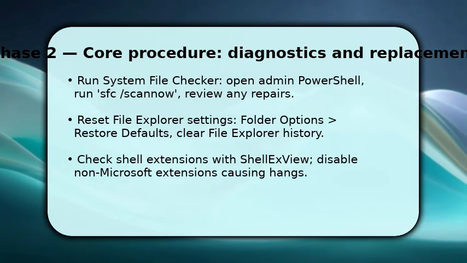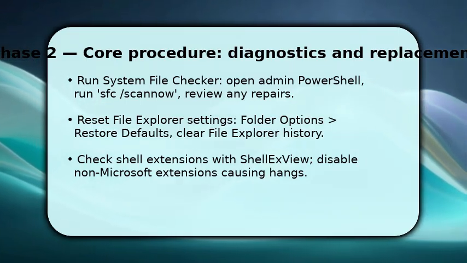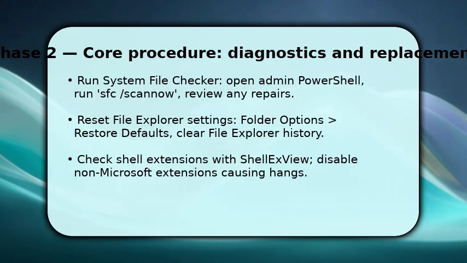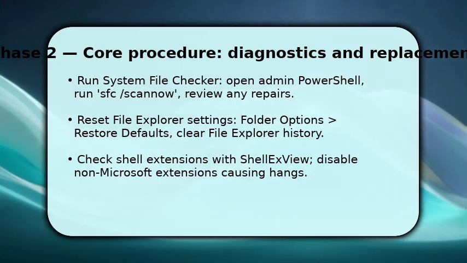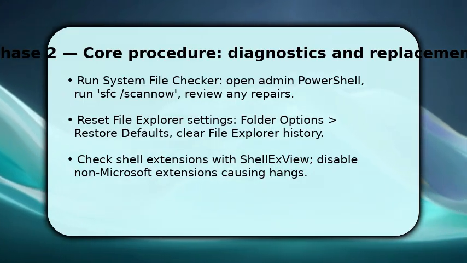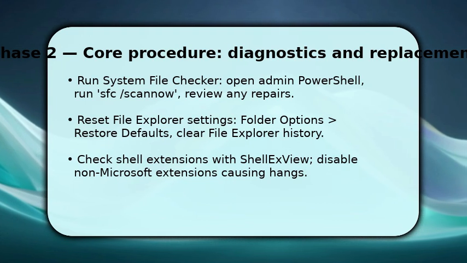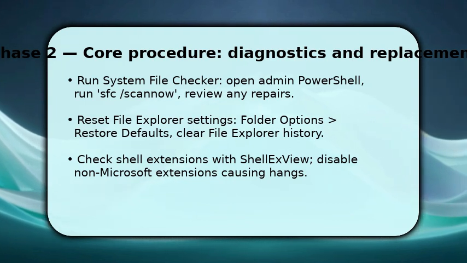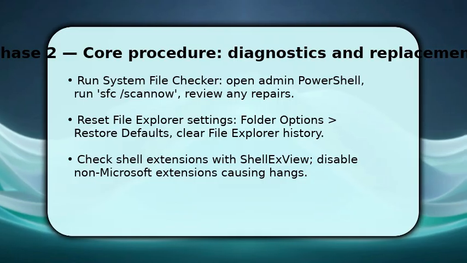Next, use a shell extension viewer to disable third-party context menu handlers. Once disabled, restart Explorer to confirm stability. This sequence isolates corrupt components and explains why each step narrows the fault domain for faster resolution.